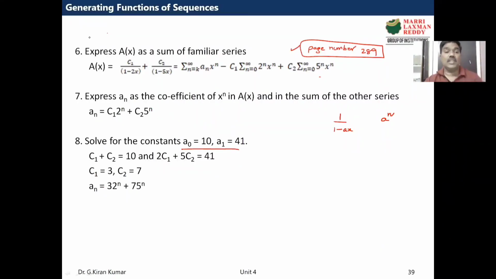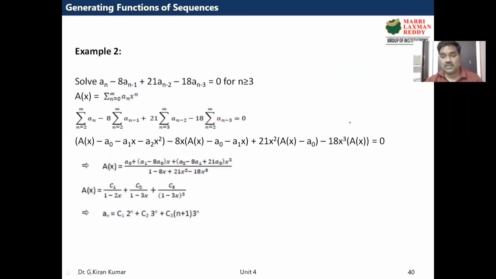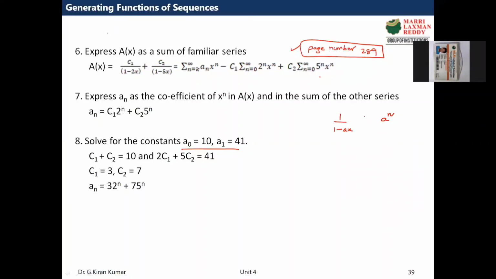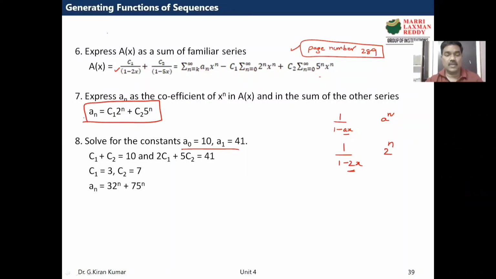As per that, 1 by 1 minus 2x can be written as what? In place of a, what do you have? 2. So therefore, the series is 2 power n. So this can be written as C1 into 2 power n plus C2 into 5 power n. In fact, we already know this answer.